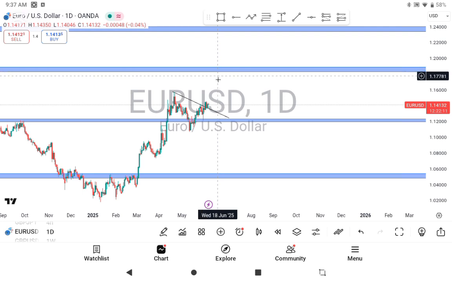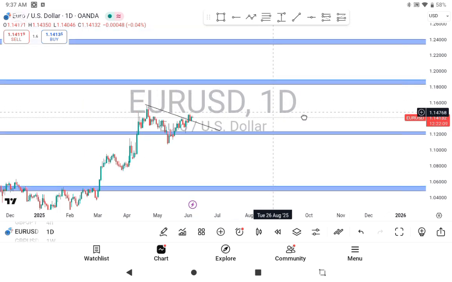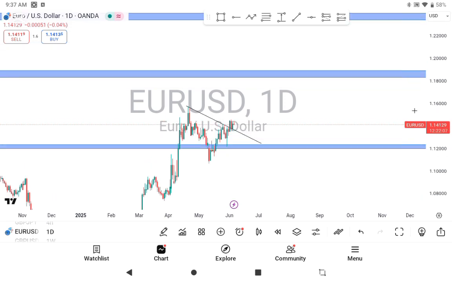So we have seen what we need to see, that EURUSD is pointing to the upside.